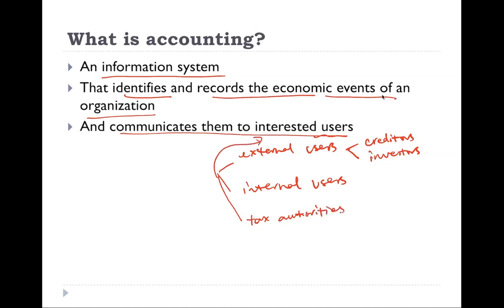So depending on who those interested users are, the kind of information system can be different, because different users have different needs. The information system needs to be different in order to tailor to the needs of different information users. And specifically, the kind of information system that provides information to the firm's external users is called financial accounting.